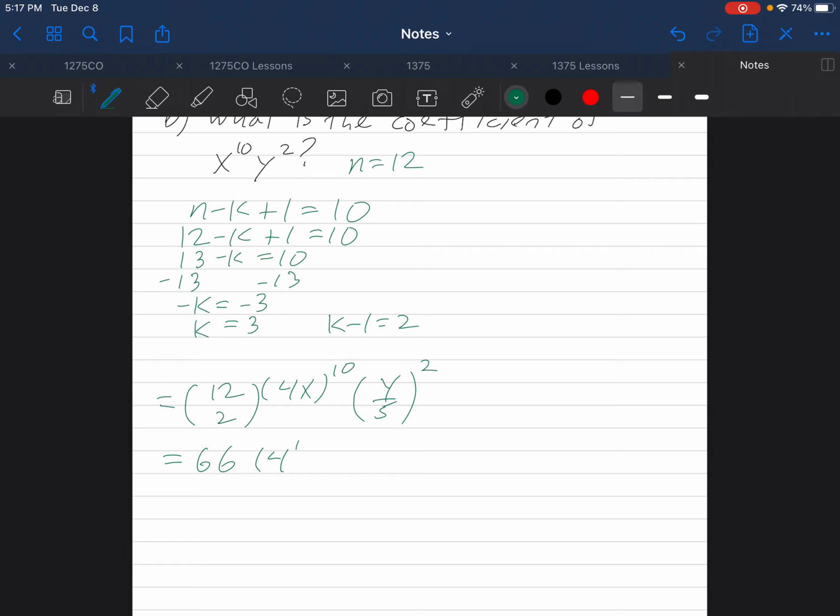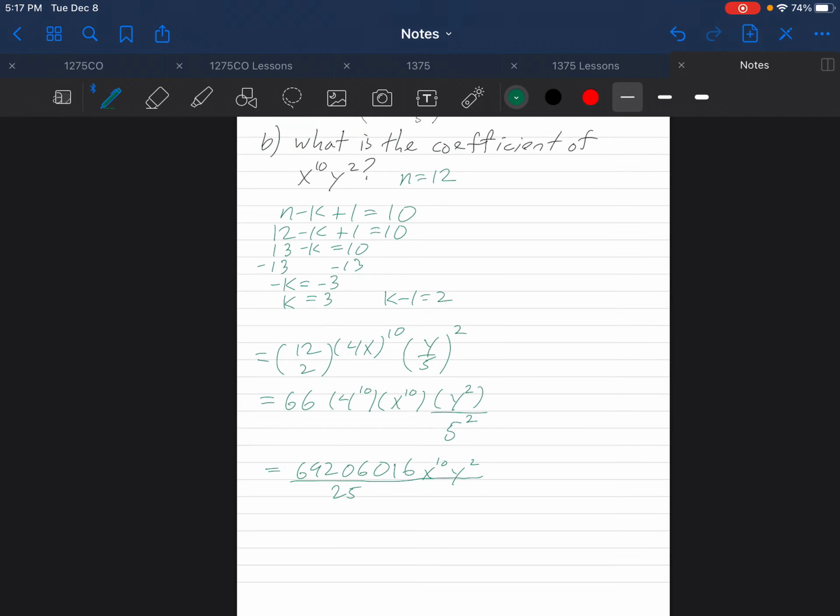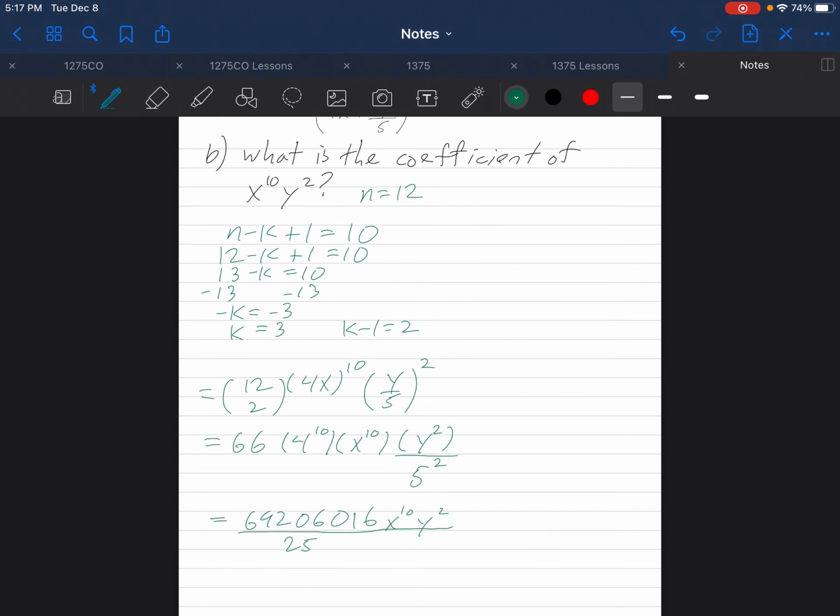So 66, 4 to the 10th power, x to the 10th power, y squared, 5 squared on the bottom. Multiplying all this together, 66 times 4 to the 10th power is going to equal 692,060,16. Denominator is going to equal 25. And then we're going to have x to the 10th and y to the 2nd power.